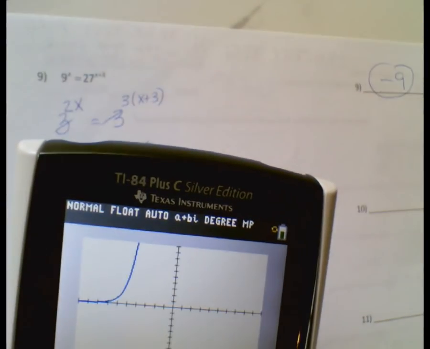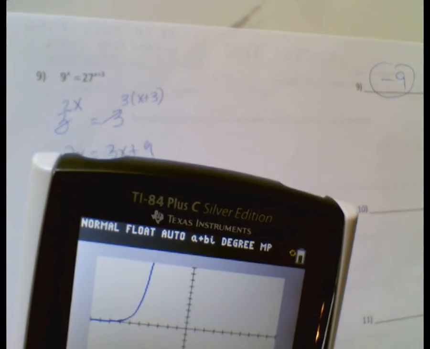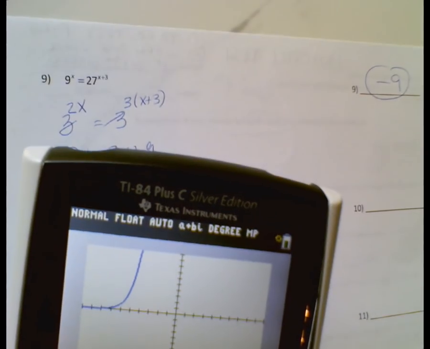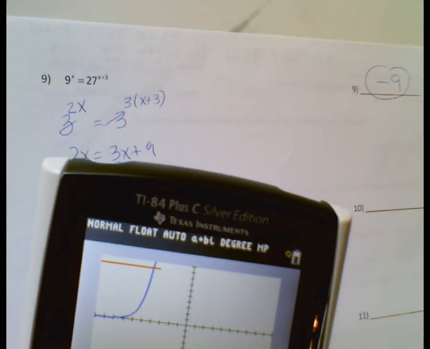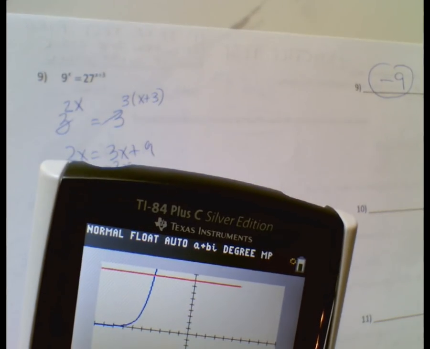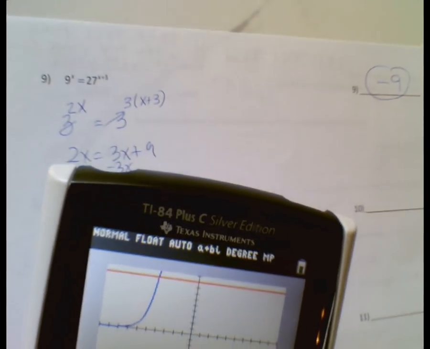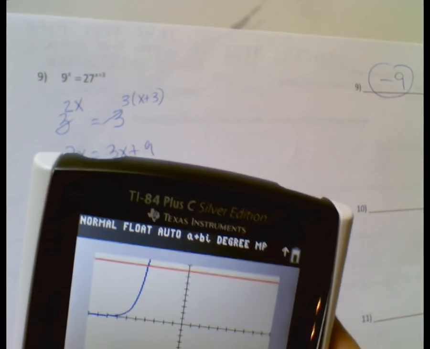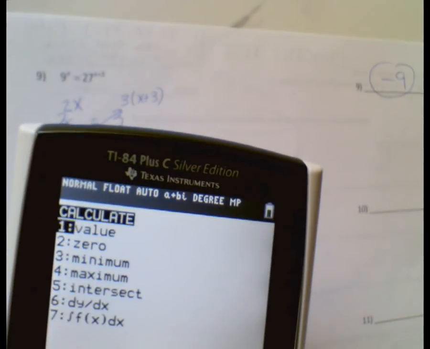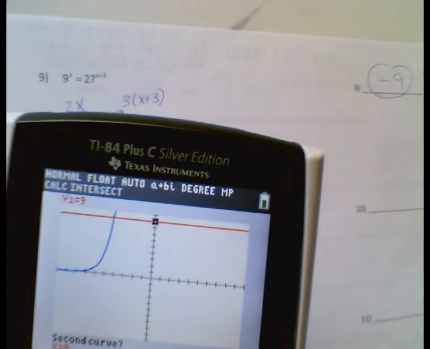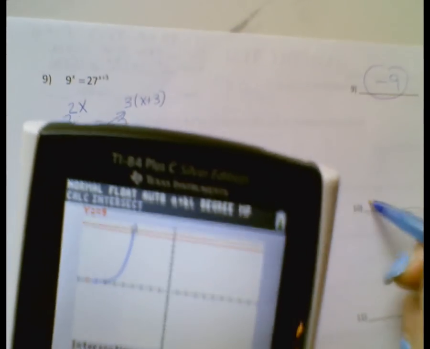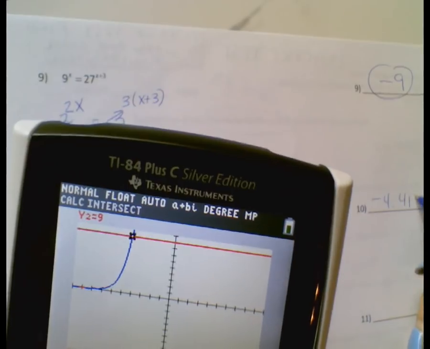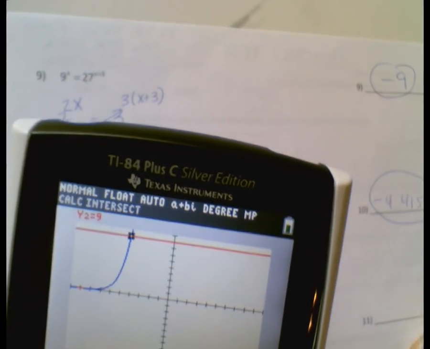This is your first one. That's the 4 to the x plus 6. And then the 9 is a horizontal line. So it's up there at the top, waiting for it. Here it comes. All right, you can see where they intersect. So this calculator should read this very easily. So press second trace, number 5, intersect. 1, 2, 3. The answer is negative 4.4150.